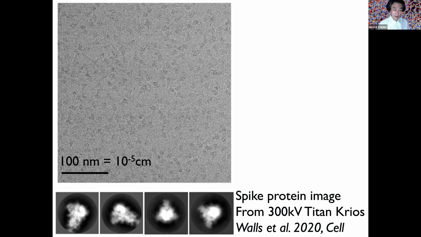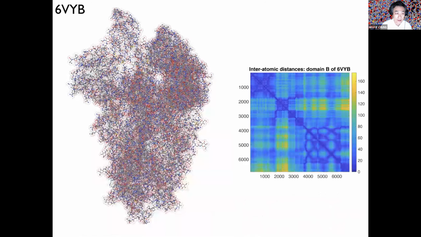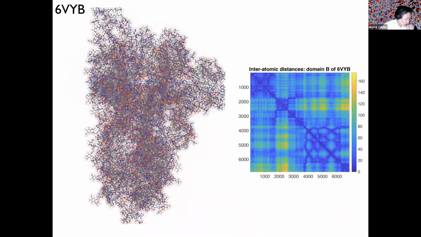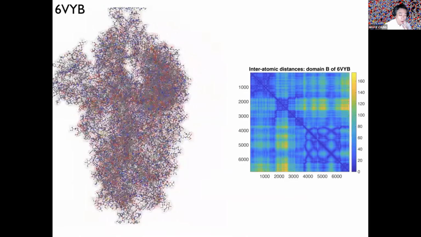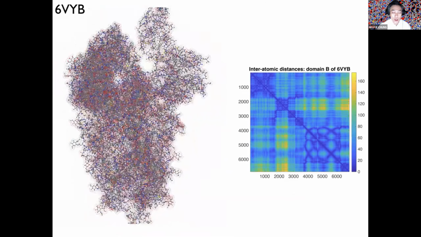So this is an example. 100 nanometers is something tiny, right? You can see that this bar is 100 nanometers. This is a virus actually. It seems like this tiny circle is a virus. Then you get this kind of three-dimensional reconstruction of the molecular structure.